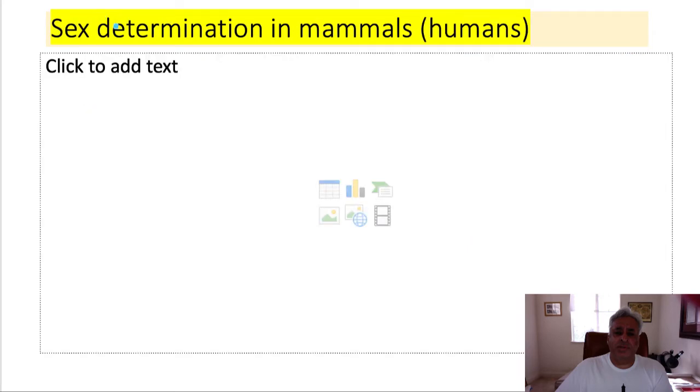So let's go on to look at sex determination in humans, mammals, right? So whatever happens in us happens in most mammals, not all mammals, there's a few exceptions. But most mammals, dogs, cats, etc., mice, rabbits, they will follow the same pattern. So what do we need to learn? Well, let me pull up something and we'll go from there.